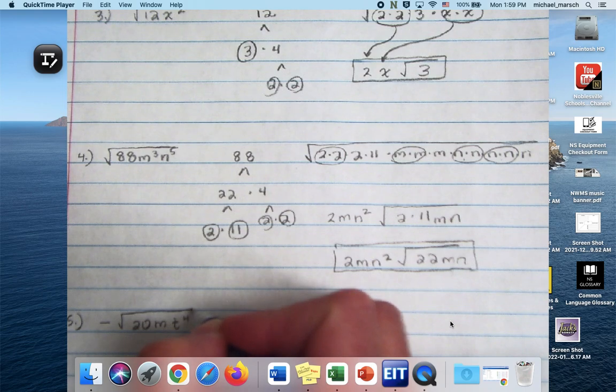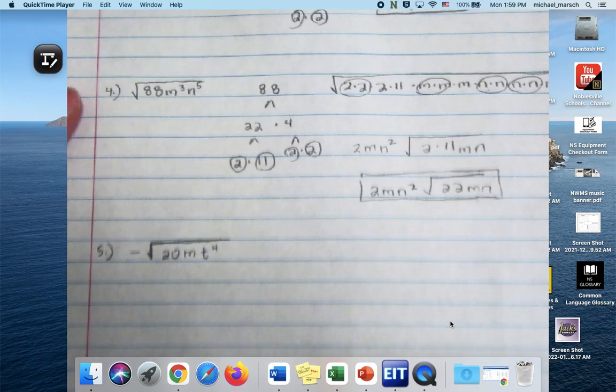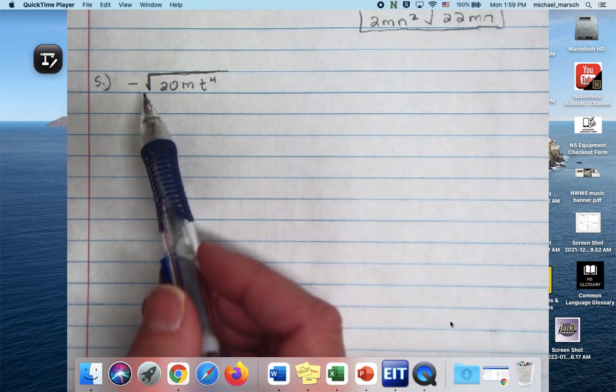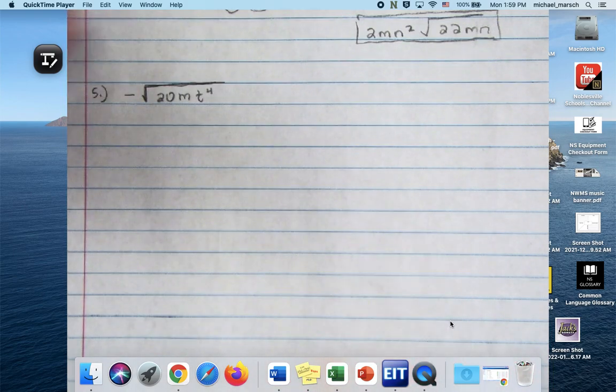I'm going to let you guys do this one by yourself. The only difference is that your answer will have a negative in front of it. So ignore the negative, do everything we've been doing, and then make sure you add the negative back into your answer.